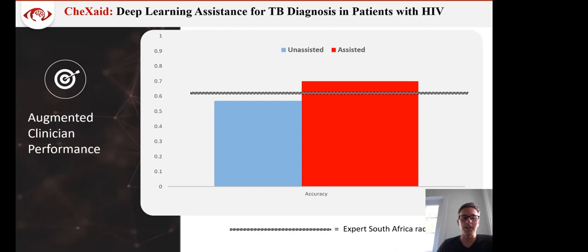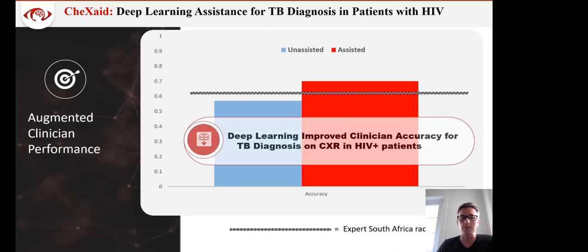But we found that with the model, the multimodal data fusion model, together with the clinician, they were actually able to exceed the performance of a South African radiologist, which is tremendous, right? Imagine the opportunity here for these types of models to be deployed and to assist people at the point of care. So it really is a different paradigm shift here.